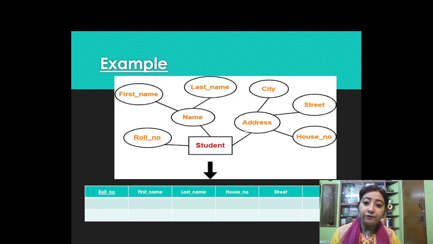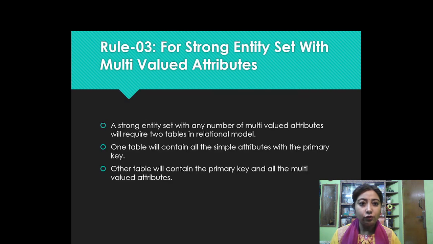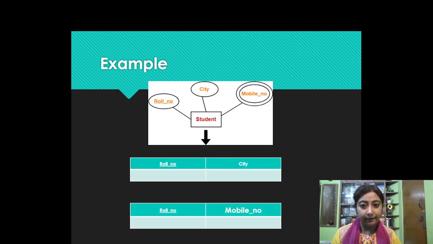In the same way, this address consists of city, street and house number. So city, street and house number will come in this table instead of address directly. So this is rule number 2. Next, let's move to rule number 3, where we have the strong entity set with multi-valued attributes. What does this multi-valued attribute mean? To see this, let's move to the example here.